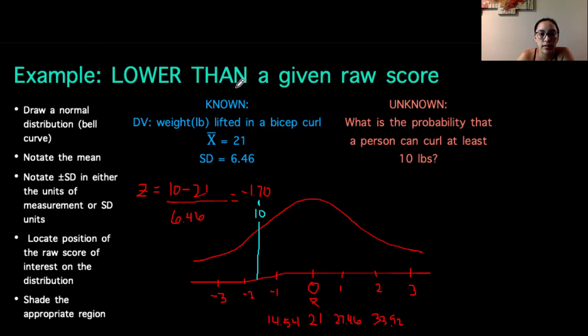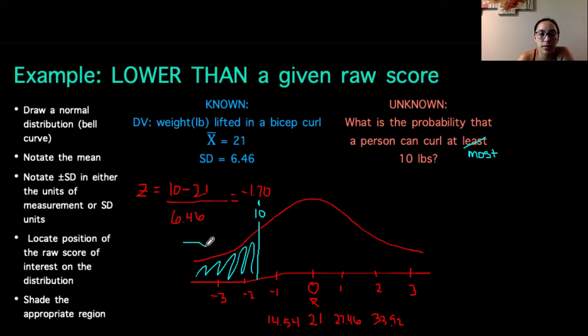We're interested in the probability that a person can curl at least 10 pounds. So that means, I'll fix this on your PowerPoint, but this should say at most. I was copying examples, so I'll just fix that now. This should be at most 10 pounds, meaning they can lift 10 pounds or less, right? Because we're looking at lower than a given raw score. The probability that they can do that would be the area to the left of the z-score.